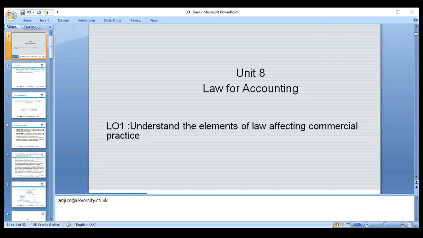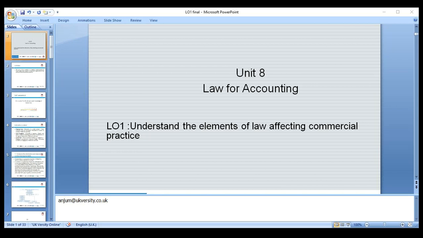Okay, welcome everyone. We are going to start Unit 8. It's Law for Accounting, and in today's lesson we will go through LO1, which is learning outcome 1: understand the elements of law affecting commercial practices. So we'll discuss law and how it affects commercial practices, such as if you are practicing accounts, why we need to learn about the law, and why law is crucial. That's all we'll go through.